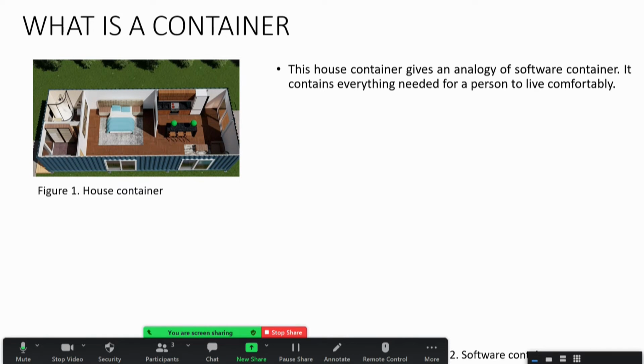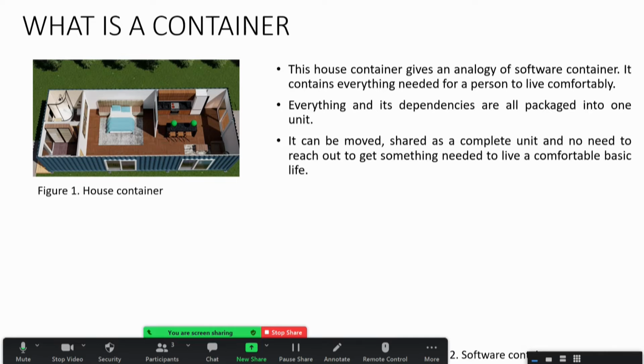So this house gives an analogy of a software container. It contains everything a person needs to live comfortably. Everything and its dependencies, all the dependencies: a bedroom, a living room, a bathroom, a kitchen. You can see the kitchen. For you to live at least a normal life, you don't need to go outside to get maybe to bath. You don't need to set up firewood to cook outside. Everything is all confined in the house container.